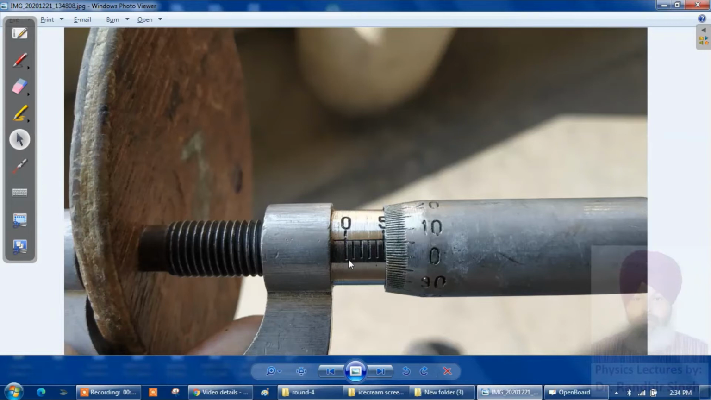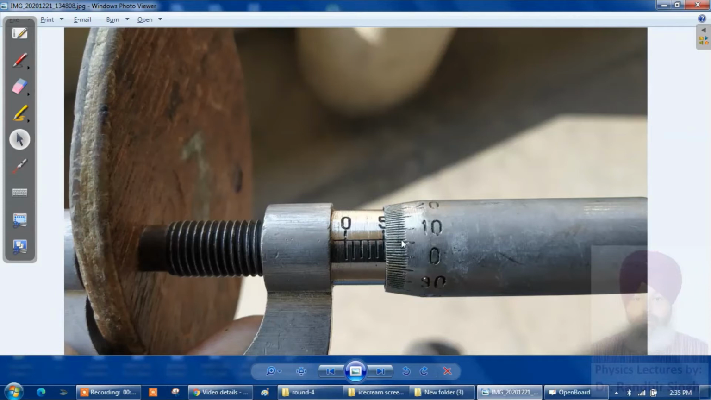So 0 mm is visible, 1 is visible, 2 is visible, 3 is visible, 4 is visible, and 5 is also visible. So it means the main scale reading is 5, but 6 is not visible. So therefore it is more than 5 and less than 6. Now if you can see, this is 0, this is 5, and this is actually 6, and 6 is coinciding with the reference line of the main scale.